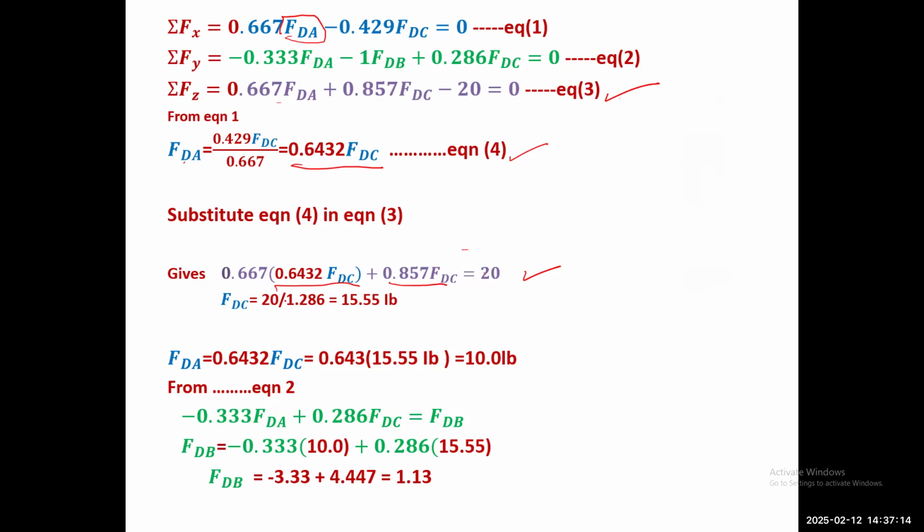and you just do the division. Because when you sum the two of them, you get 1.286. You take it and divide by 20, and you get 15.55 pounds. And then now you proceed from that. Once you get this, you're able to put it back into equation 4. Put this in equation 4, and you'll get 10 pounds.